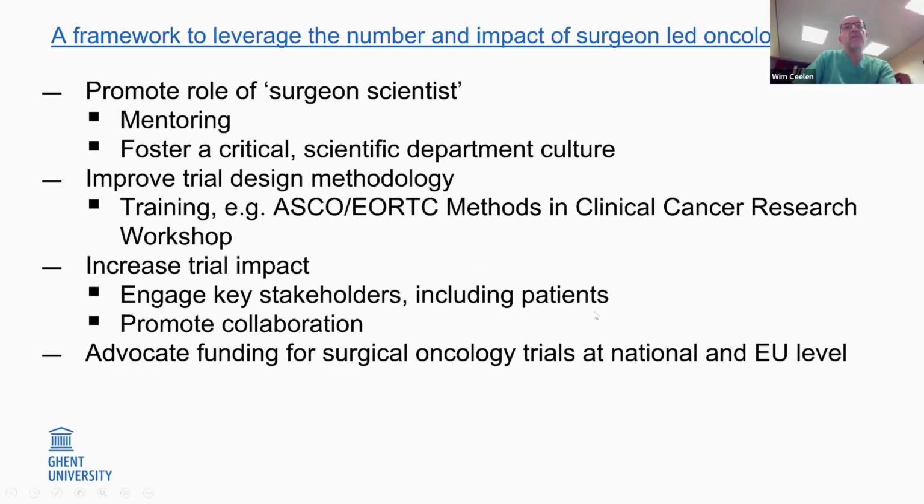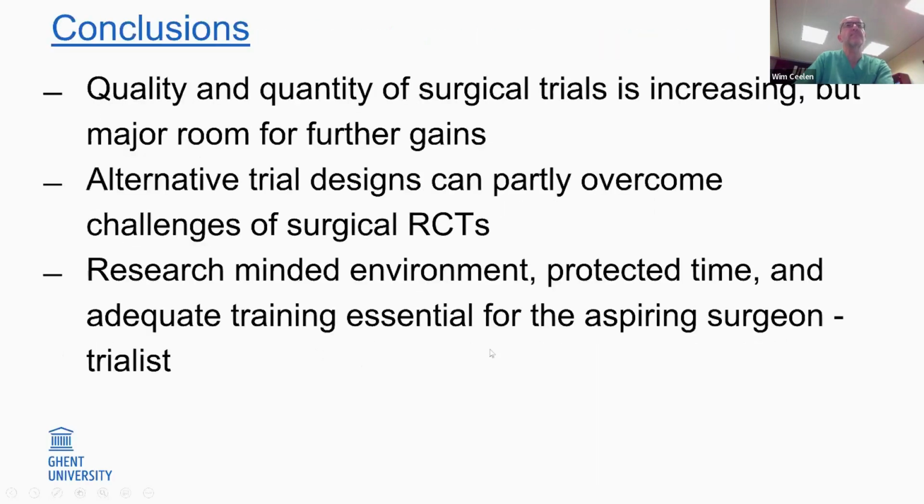And of course, you need to include patients and the general public in order to maximize the impact for the society. So to conclude, the quality and the quantity of surgical trials is increasing, but there is major room for further improvement. Alternative trial designs can partly overcome the challenges of surgical randomized trials.